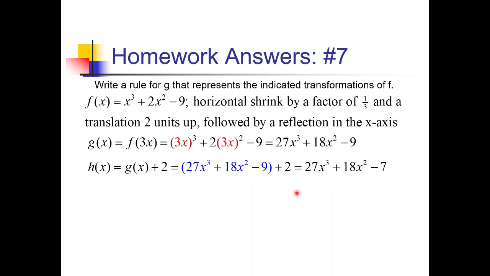And then last but not least, we have that reflection in the x-axis. So I'm going to create another function called the j function that's just going to negate the h function, because that's what a vertical reflection is going to do. So we just need to do negative all of this h stuff here that we just came up with. Distributing that, we have negative 27x cubed, negative 18x squared, and then positive 7. And this is our final function.